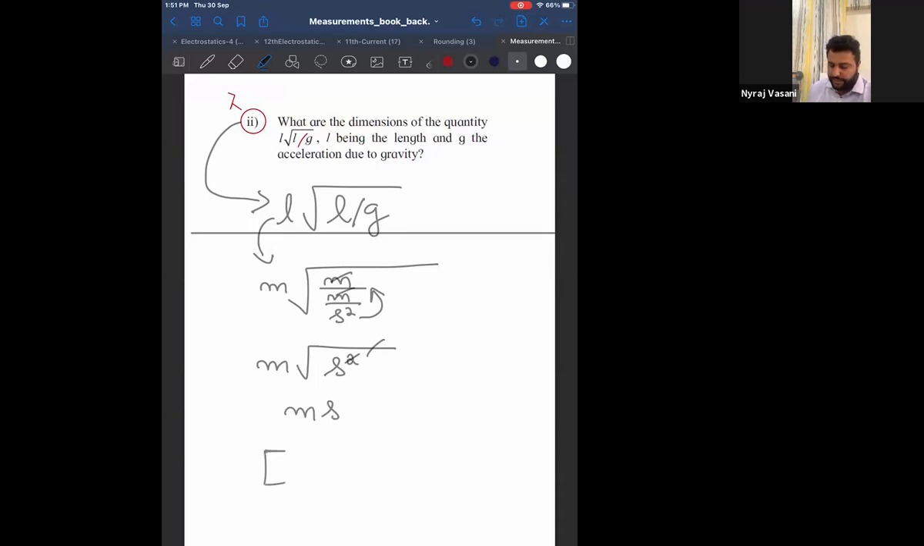Now, meter into second is L1 M0 T1. Are you getting this, all of you? Meter into second. Meter is length, second is 1. Therefore, answer for this question is L1 M0 T1. Now, my question to you is, this is the question in the textbook. My question is something different. Can you get me the dimension of L into root LG, not L by G? Can you get me the dimension of this quantity? L into root of L into G, not L divided by G. Start.